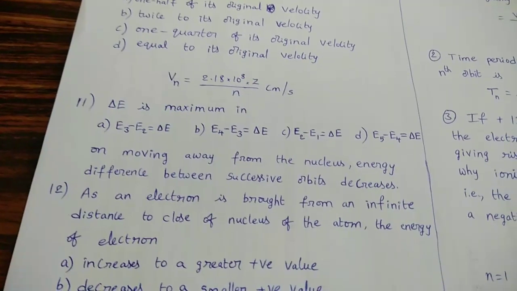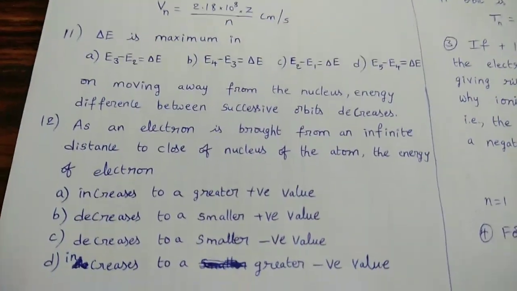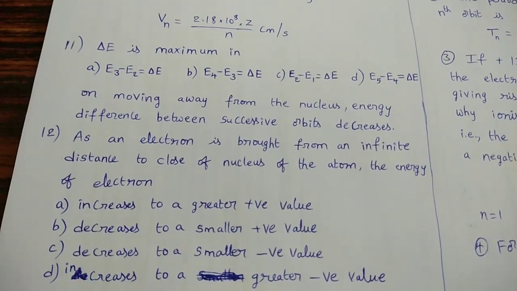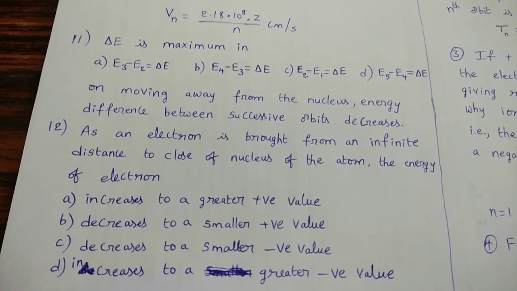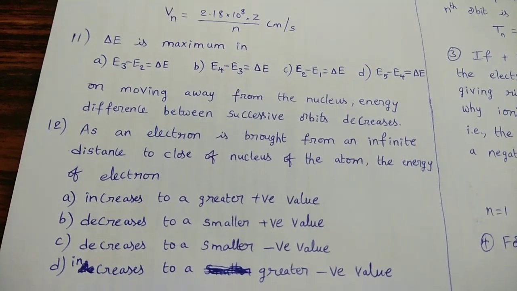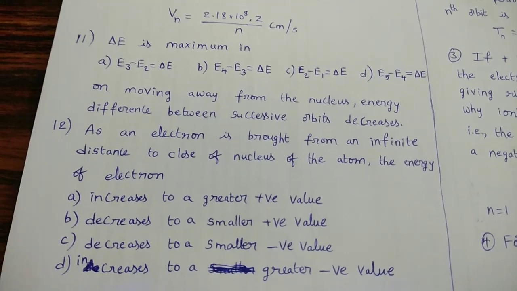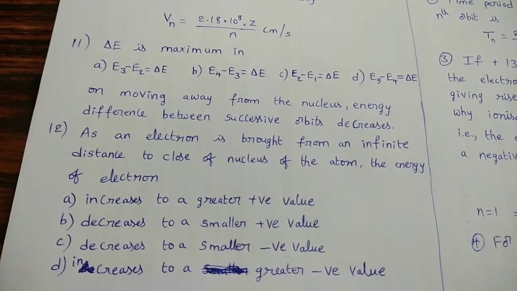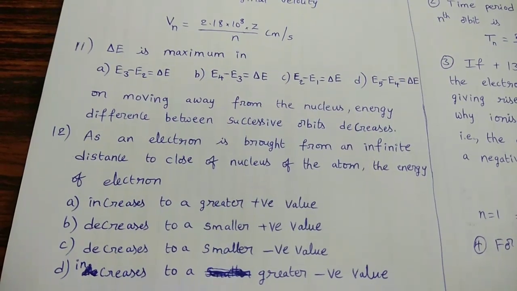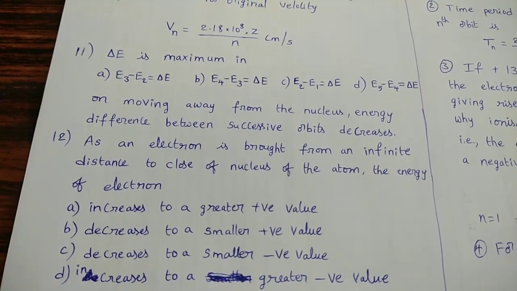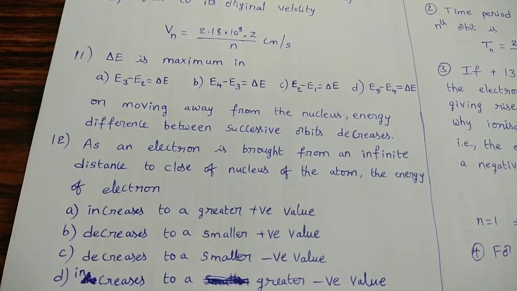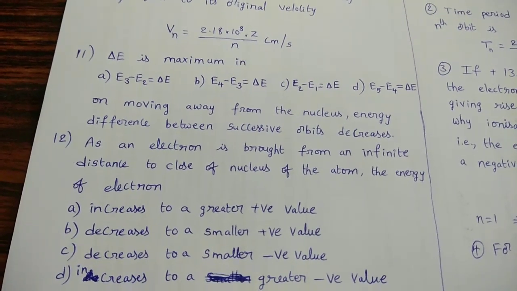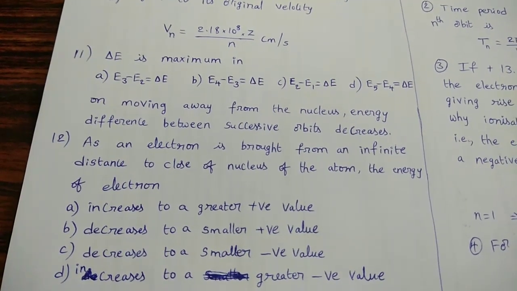Okay. Next, see the next one. As an electron is brought from an infinite distance to close to the nucleus of the atom, the energy of the electron. Now electron is present at a far distance from the nucleus. That means electron is present at infinite distance to the nucleus. Now that electron is being brought closer to the nucleus. Then what about its energy? Increases or decreases, or what happens?